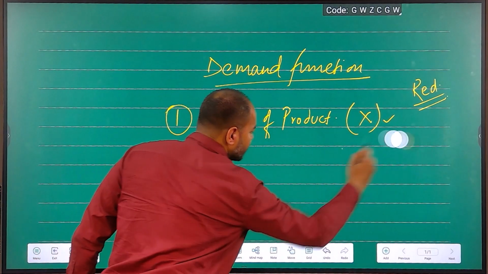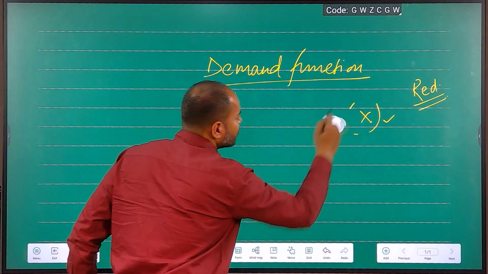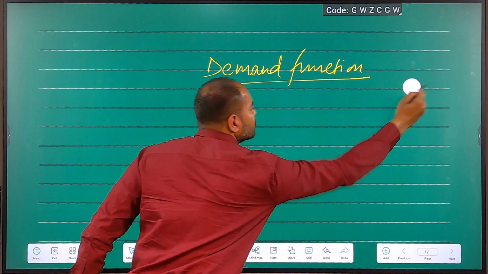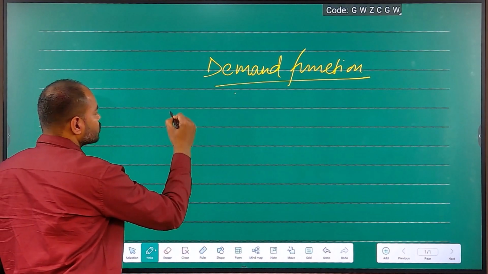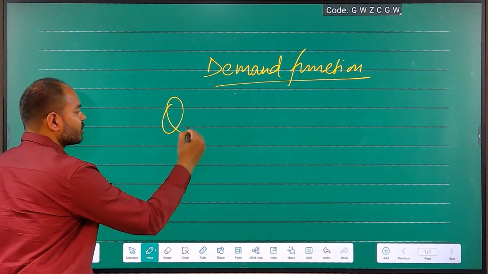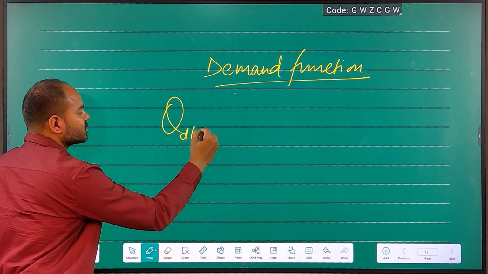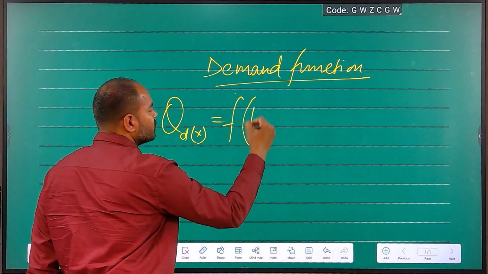Now let's move to our topic, the demand function, based on what we have just understood. So demand, which is represented as QD of product X, is a function of the price of X.